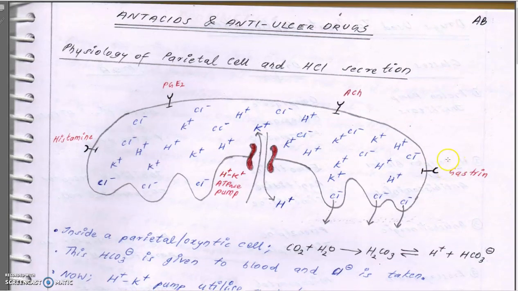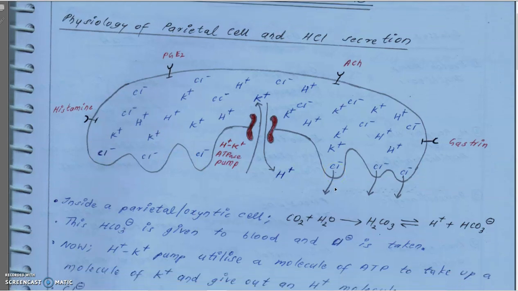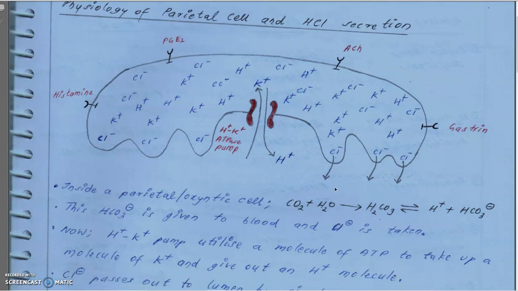All we need to know is the physiology of the parietal cell. So in this diagram, we have got the parietal cell. We have got histamine receptor, prostaglandin receptor, muscarinic receptor, and gastrin receptor on the surface of this parietal cell. So we have got an H plus K plus ATPase pump over here. We have got K plus molecules, H plus molecules, Cl minus molecules over there. So we'll go to the mechanism of action.